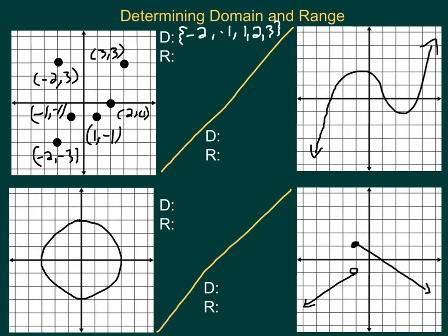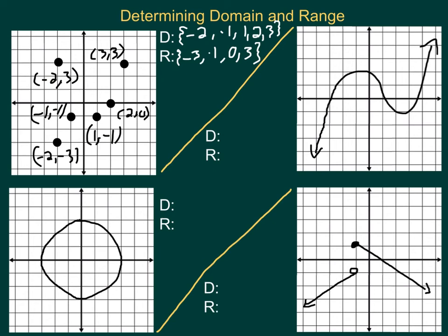The range will be very similar, just looking at the y values only. It's the y values starting at the bottom. We've got -3, then -1, then 0, then 3. And that's what I have. I've got -3, -1, 0, and 3. I don't need to repeat any elements of the domain or the range. I'm good with just leaving it as it is.